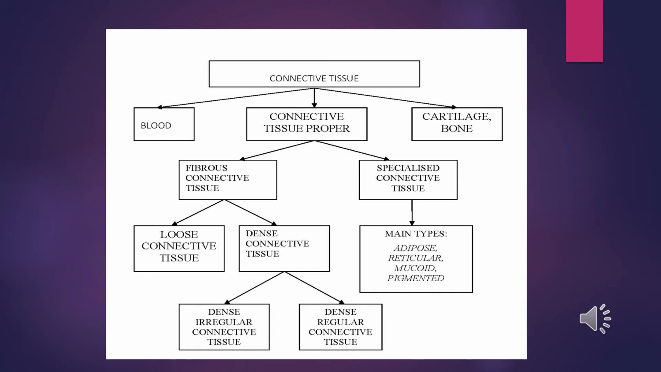Specialized connective tissue is subdivided into four types: adipose, reticular, mucoid, and pigmented. Adipose tissue also includes two subtypes: white adipose connective tissue and brown adipose connective tissue.